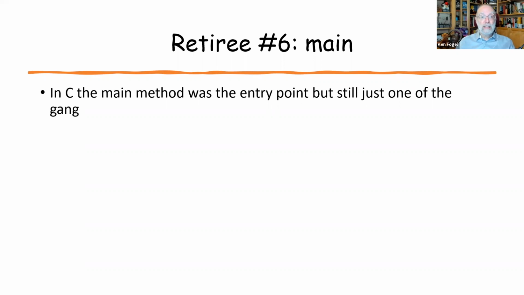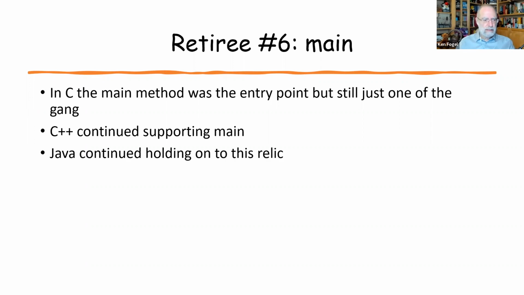In C and C++, there's only one main that's determined by the compiler linker, and that's where your program begins. Great. But as I point out here, in C the main method is just one of the gang. In C, as a structured language, they're all methods. The only thing special about main is it is the first one chosen. C++ continued this, which kind of made sense. And then Java decided to hold on to this relic, as I call it.